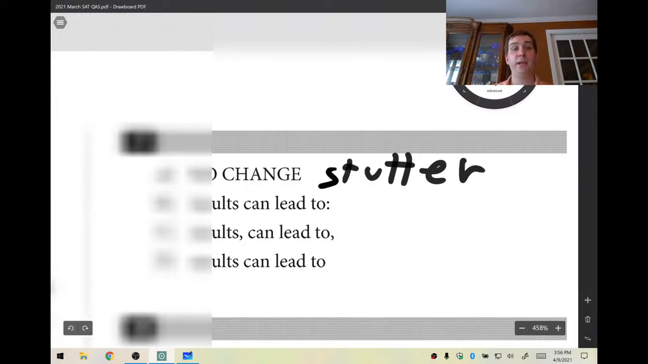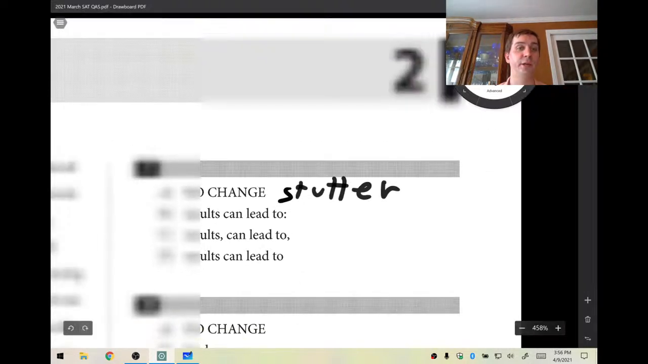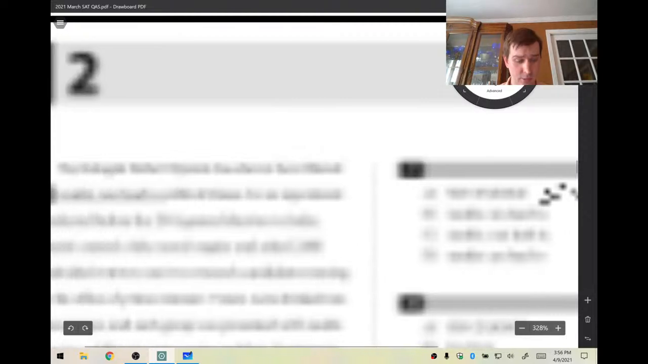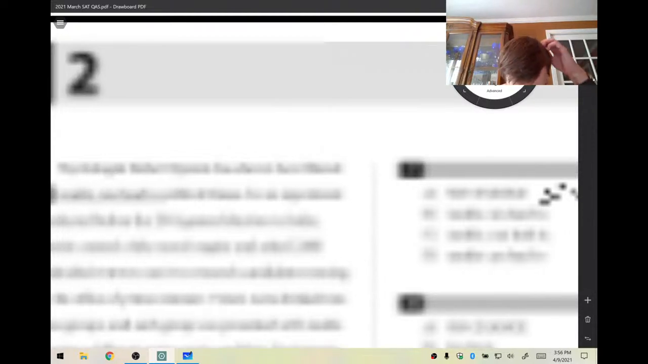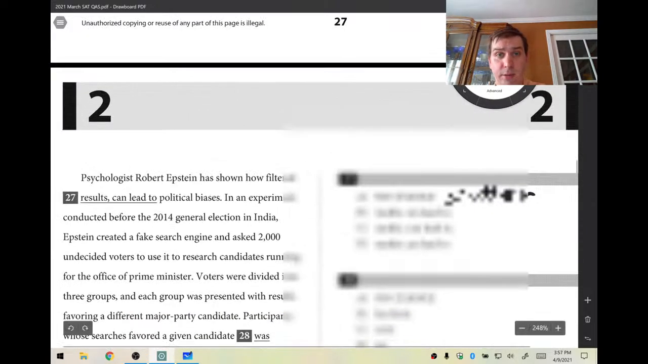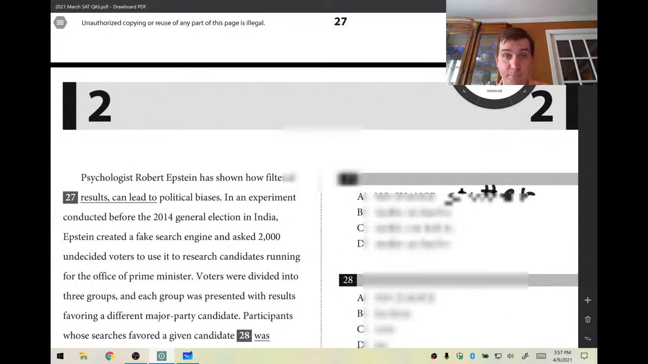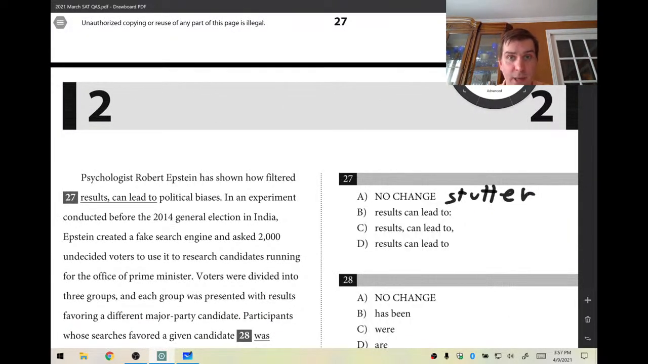Well, what do I mean by that? A comma is a brief pause in a sentence. Let me exaggerate that pause, and you'll hear the stutter in this sentence. For 23, many search engines collect data from users, such as their locations and search histories. They use whatever they gather. Oh, wait, I'm on the wrong question here. Sorry, I'm on 27. Whoops. Here we go. Let me try that again.